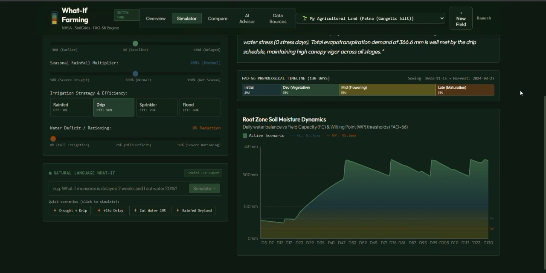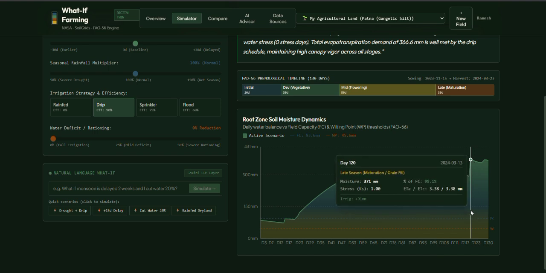This is the simulator, the core of the product. Before I change anything, here's my baseline. For this field, this crop, this soil, sown on this date. The system projects a harvest of 5.5 tons per hectare, using 471.7 millimeters of water total with 0 days of water stress. These aren't guesses.